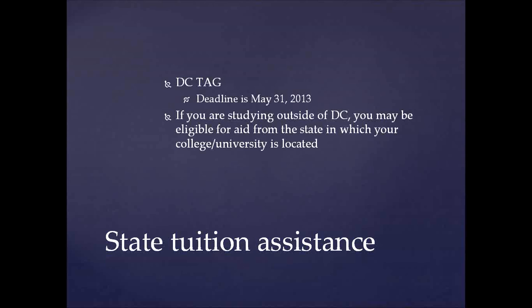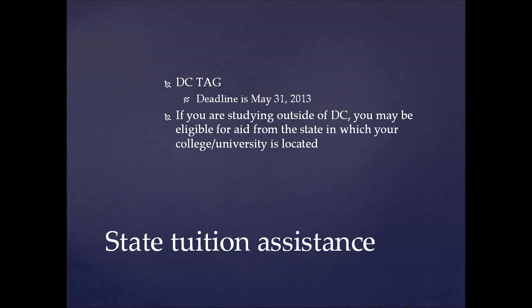If you're studying outside of DC, you may be eligible for other kinds of aid in the state that you are living in and where your college or university is located. So you should also look into that. For example, if you're going to a college or university in New York State, and you're living there and have been for at least 12 months, you are eligible for the Tuition Assistance Program, or New York TAP, so long as you provide proof of residency. And you can look into whether or not the state that you're currently living in offers some sort of similar tuition assistance.